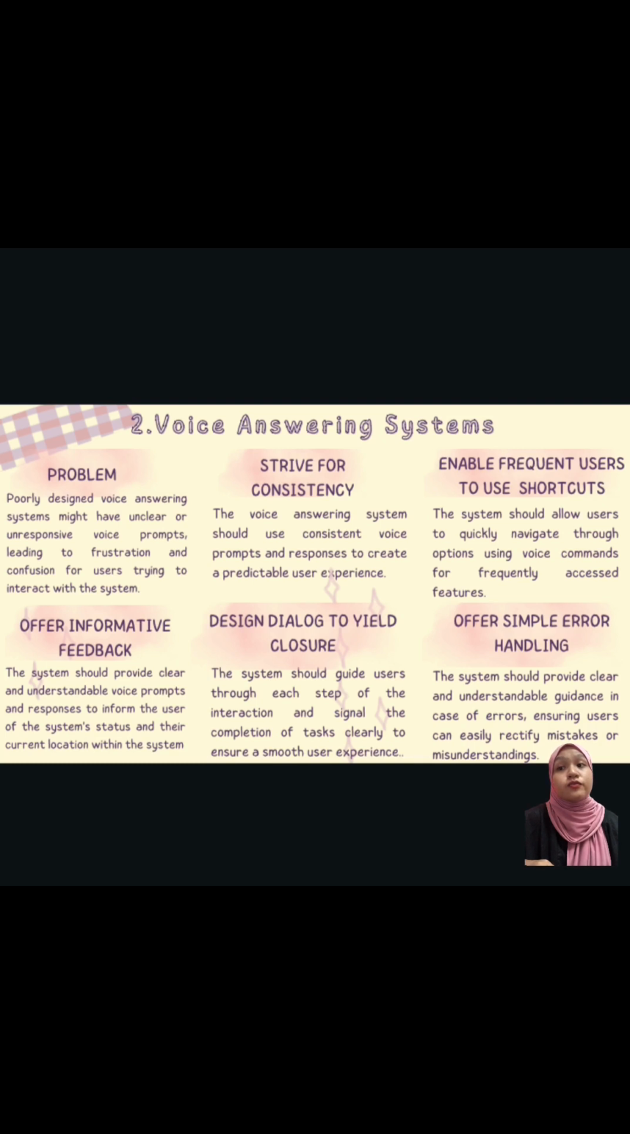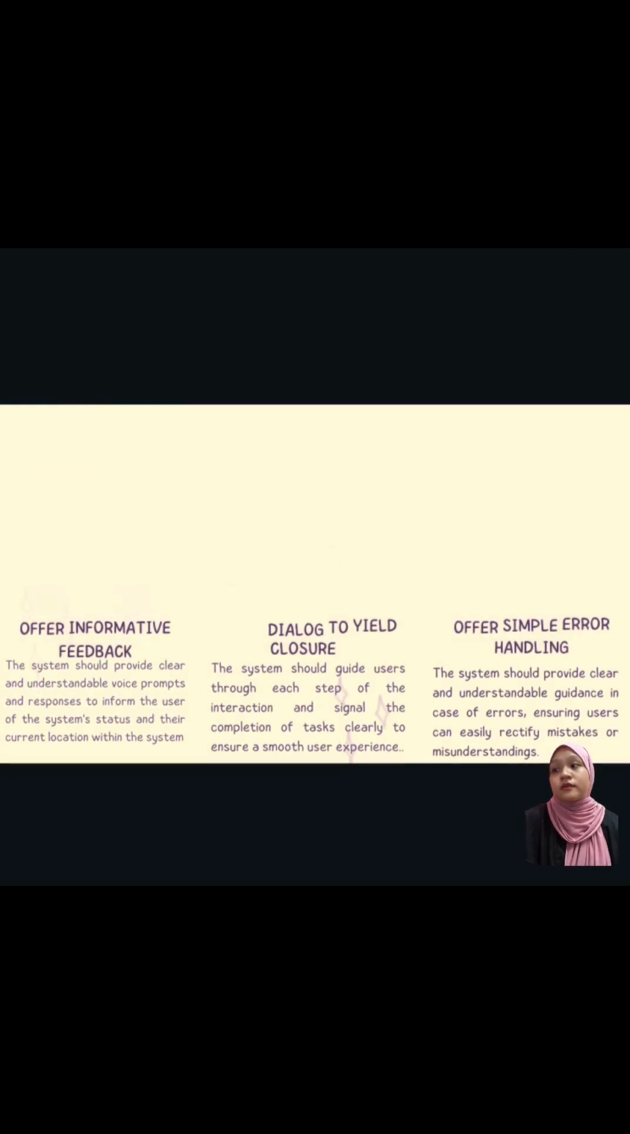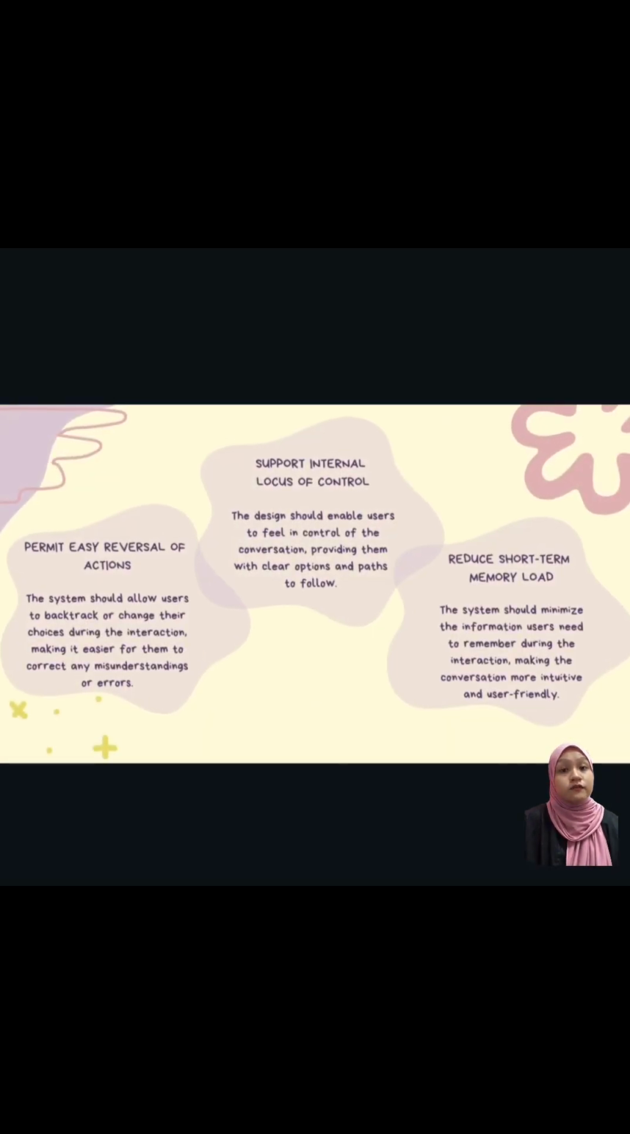Next, offer simple error handling. The system should provide clear and understandable guidance in case of errors, ensuring users can easily rectify mistakes or misunderstandings. Next, permit easy reversal of actions. The system should allow users to backtrack or change their choice during the interaction, making it easier for them to correct any misunderstandings or errors.